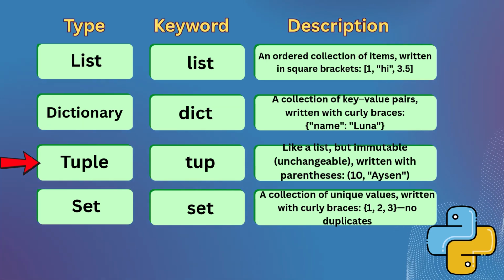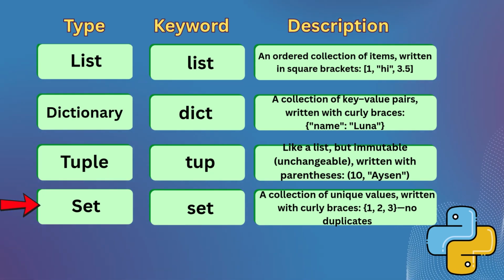Next up is a tuple. It's kind of like a list, but with one big difference. It can't be changed after you create it. That means once it's set, it's locked in. We use parentheses to write it, like this: open parentheses, 10, comma, "Aisen" inside quotes, close parentheses. So if you want a fixed set of values that stay the same, a tuple is your go-to.